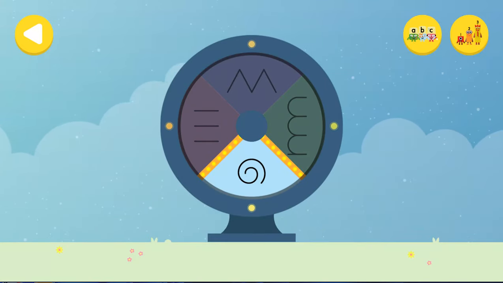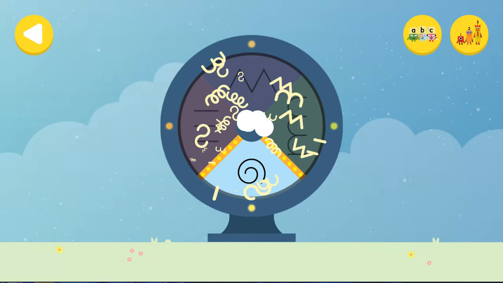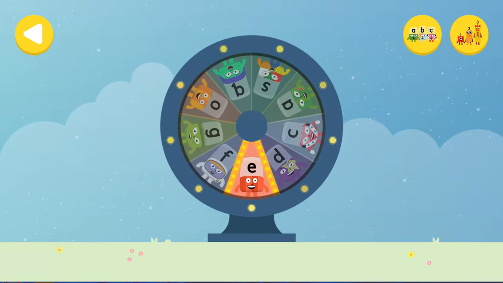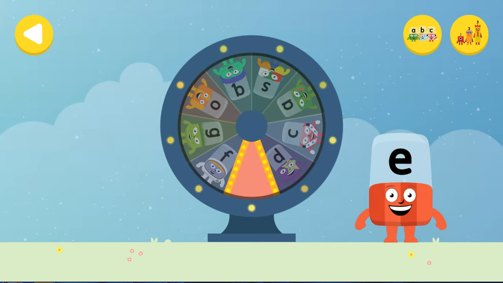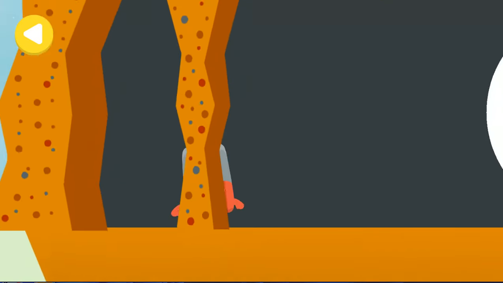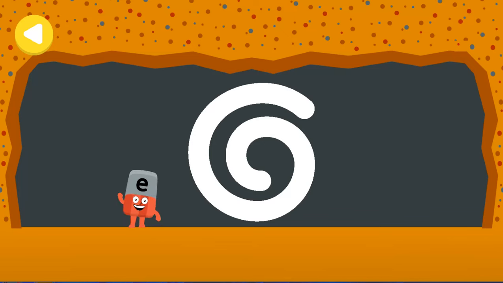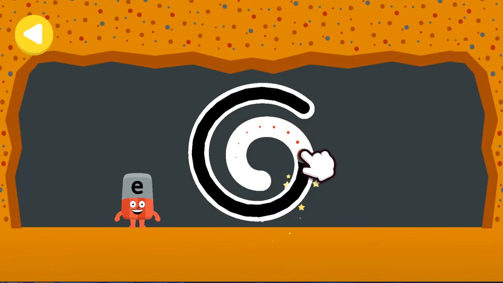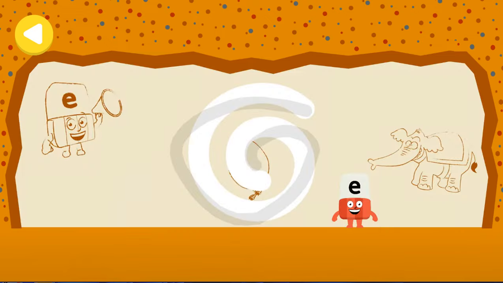Well done! You've landed on the curly letter family. Spin the wheel again and find out which Alphablock you're going to help. Great job! Can you help Alphablock E find his home? First, help E make an echo all around the cave. Great job at helping me!